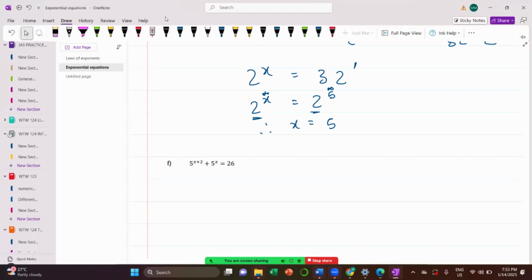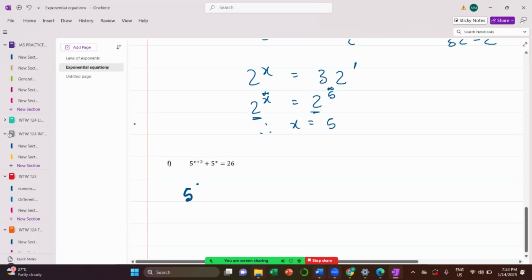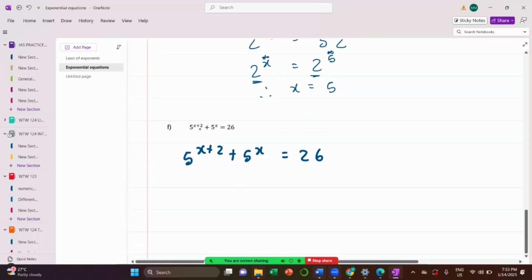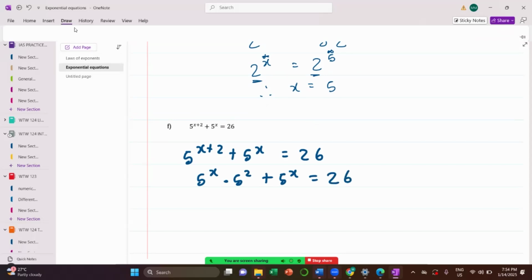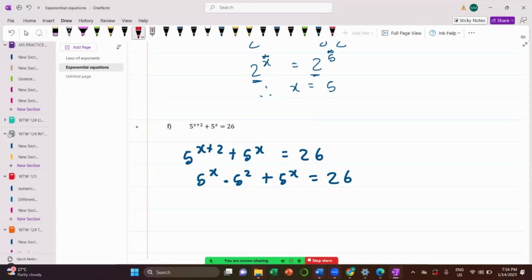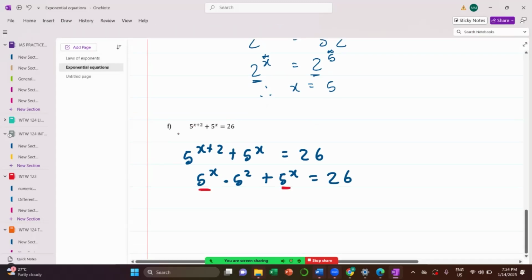Let me do this. It's just going to be what? I have 5 to the exponent of x plus 2 plus 5 to the exponent of x, all equal to 26, right? So now what can we do? I'm gonna re-express this as 5 to the exponent of x times 5 to the exponent of 2 plus 5 to the exponent of x, all equal to 26. So what do I see? I just see that I have a common factor of 5 to the x. Are we okay?